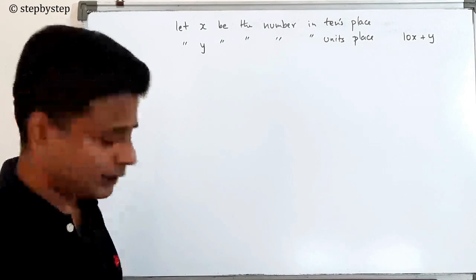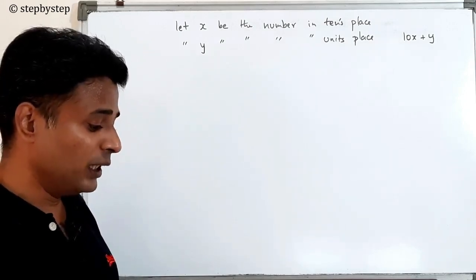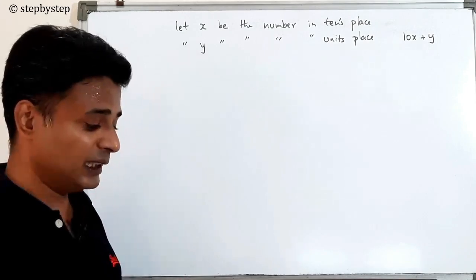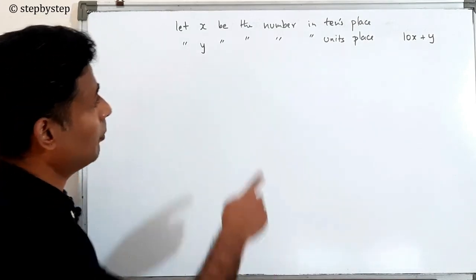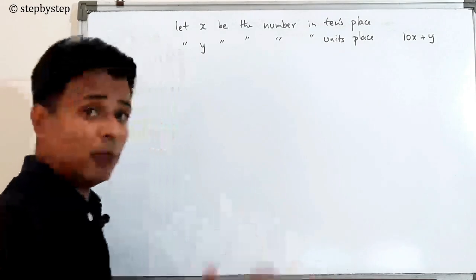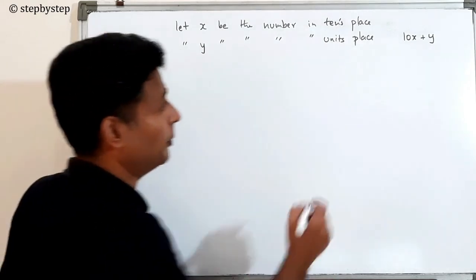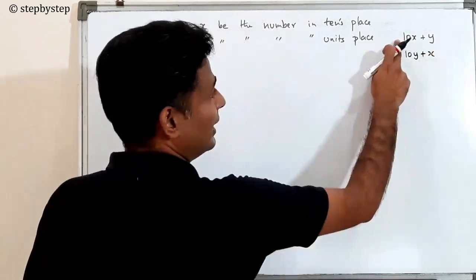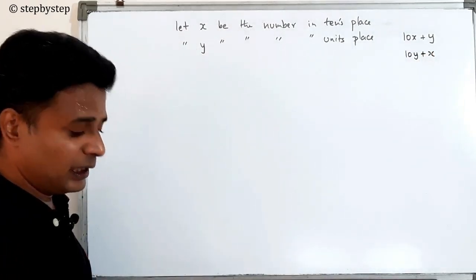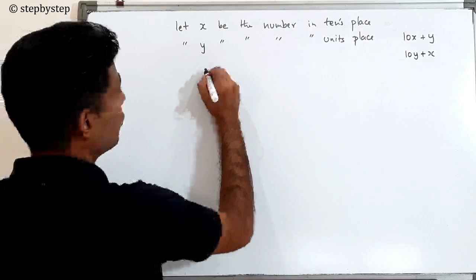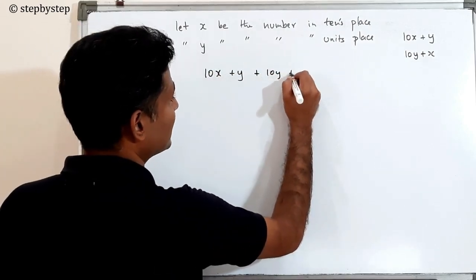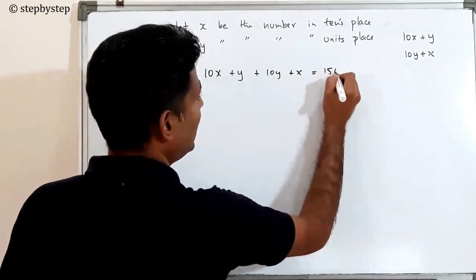Okay, now to the question. The sum of a 2-digit number and the number formed by reversing the order of digits is 154. So the sum of the number and the number formed by reversing the digits. If you remember, when you reverse it becomes 10y plus x. So this plus this is equal to 154. So what do we have? 10x plus y plus 10y plus x equal to 154.